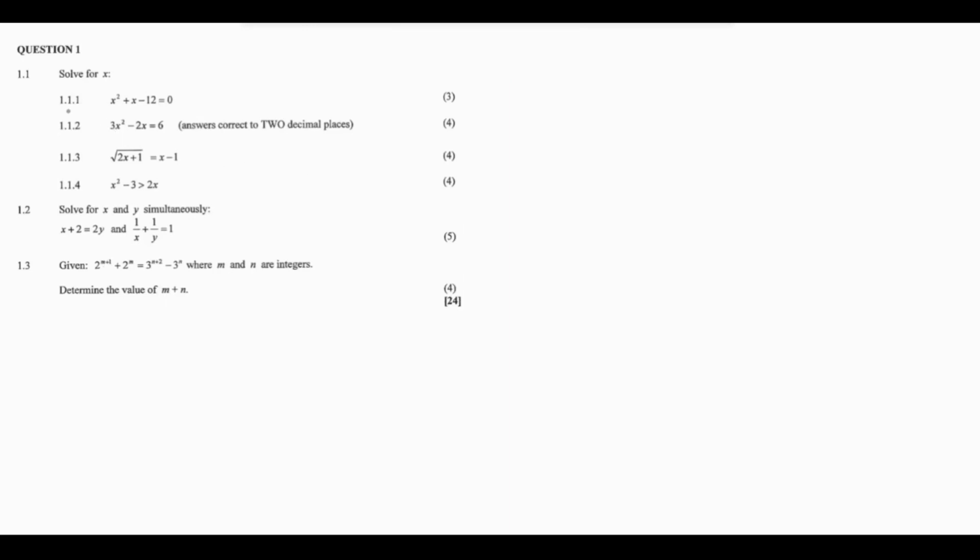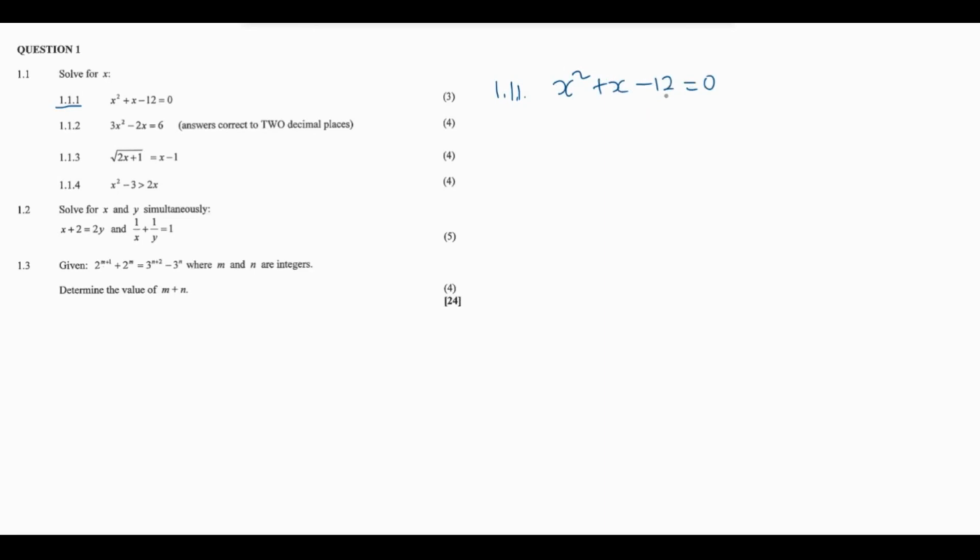Right, let's start with question 1.1.1. Solve for x. Right, this is a quadratic equation. The good thing about this equation is that it is already in standard form. So we just have to factorize this and find our answers. Right, so if x squared plus x minus 12 is equal to 0, so what do we do?